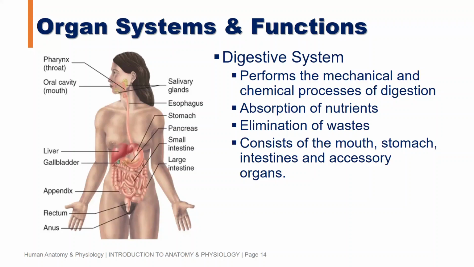Then we have our digestive system, which helps to perform the mechanical and chemical processes of digestion, absorption of nutrients, and elimination of waste, and it consists of the mouth, stomach, intestines, and accessory organs. So as you can see from here, you have your pharynx or your throat, and then you have your oral cavity or your mouth, then you have your salivary glands, then you have your esophagus, your stomach, your pancreas, small intestine, and large intestine. And on the side, you have your liver and your gallbladder. Then you have your appendix, rectum, and anus.